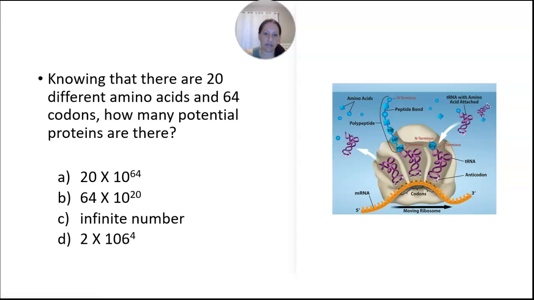Okay, the next question says, knowing that there are 20 different amino acids, and yet there are 64 codons, how many potential proteins are there? The math here, you can't do it because genes are different lengths. So mRNA molecules are going to be different lengths. It doesn't matter how many different amino acids there are or how many different codons there are. There's an infinite number of proteins that can be made, depending on the message. So C would be the correct answer.